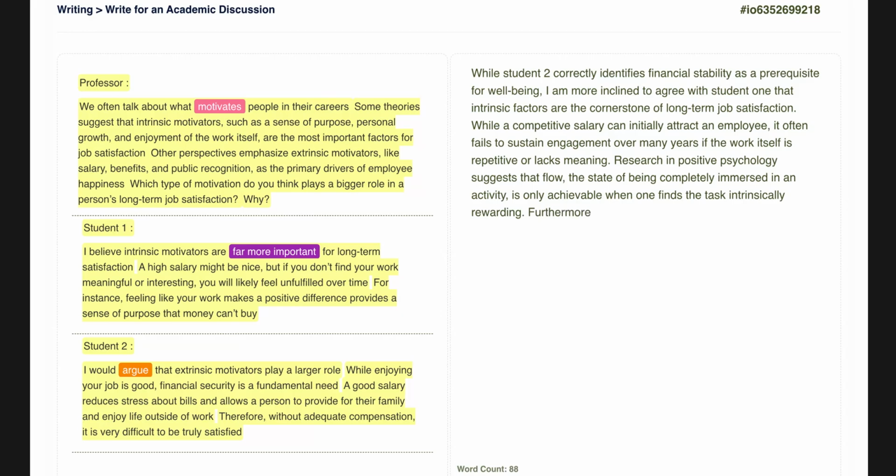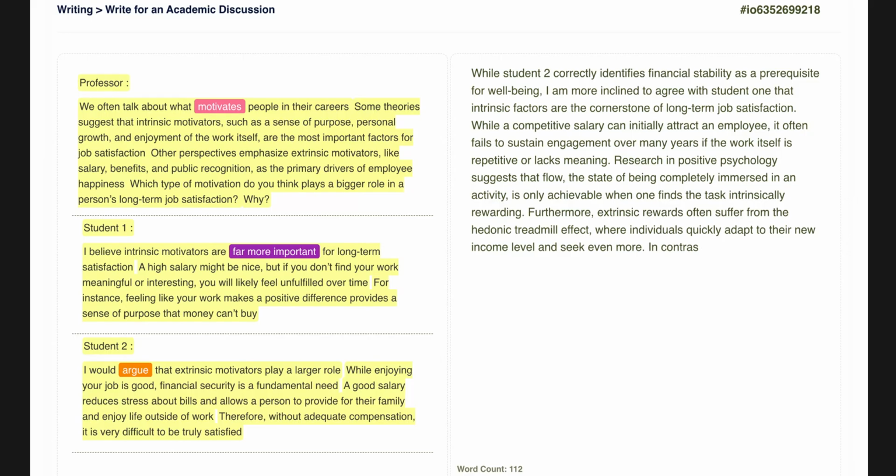Furthermore, extrinsic rewards often suffer from the hedonic treadmill effect, where individuals quickly adapt to their new income level and seek even more. We add another sophisticated argument here. Furthermore, extrinsic rewards often suffer from the hedonic treadmill effect, uses a high-level psychological term that fits perfectly with the lesson's context. We then explain it clearly, where individuals quickly adapt to their new income level and seek even more. This shows the rater you can expand on an idea with specific, relevant details.